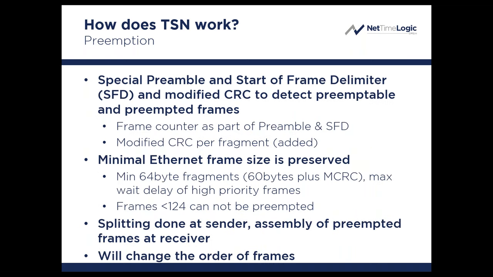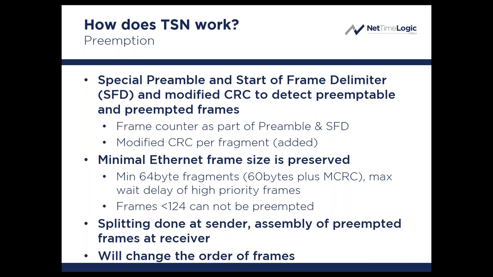They use some special preambles and start frame delimiters on a frame, and a modified cyclic redundancy check to figure out whether it was a real end of a normal frame or whether the frame was interrupted in between and will be continued later on. What they still do is the minimal frame size is preserved. So basically it's still a valid Ethernet frame on the cable. So you cannot cut off a frame after 2 bytes.